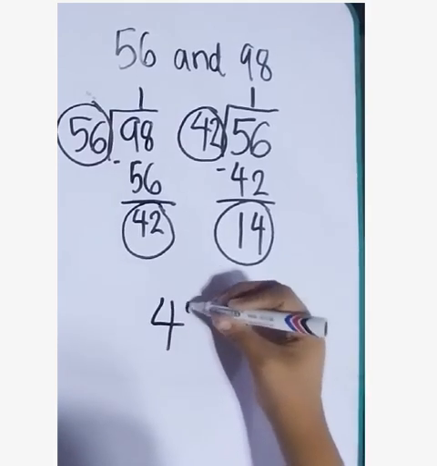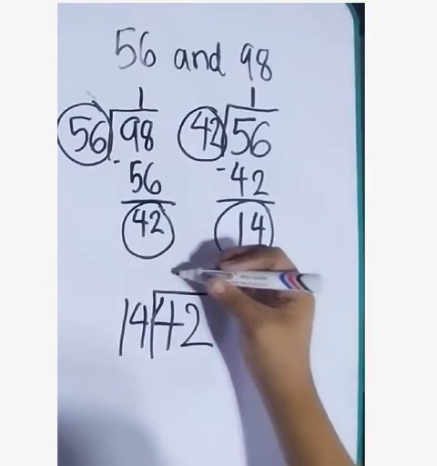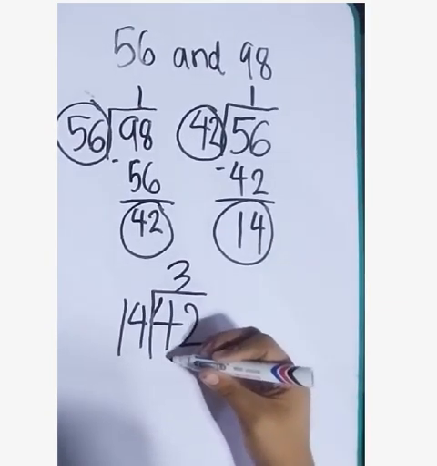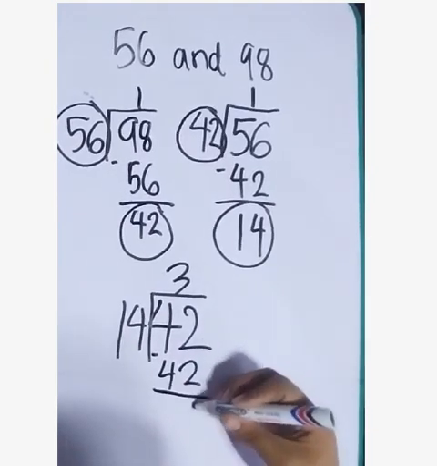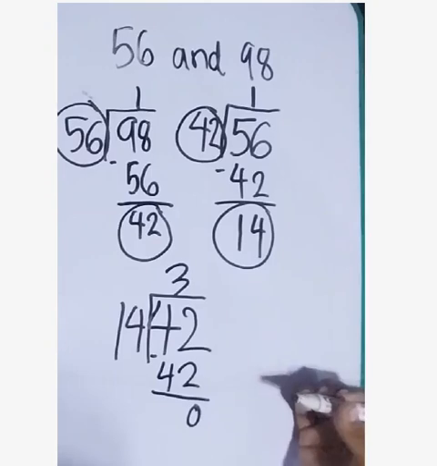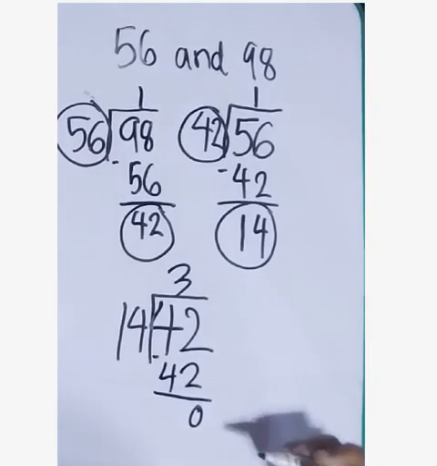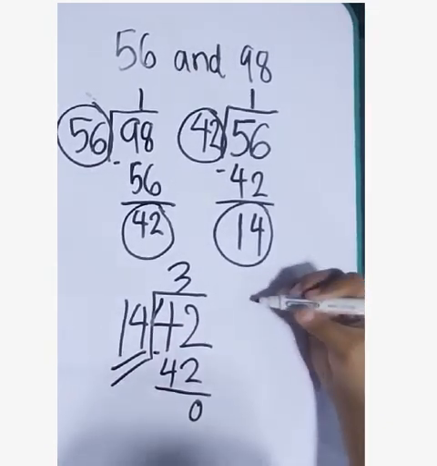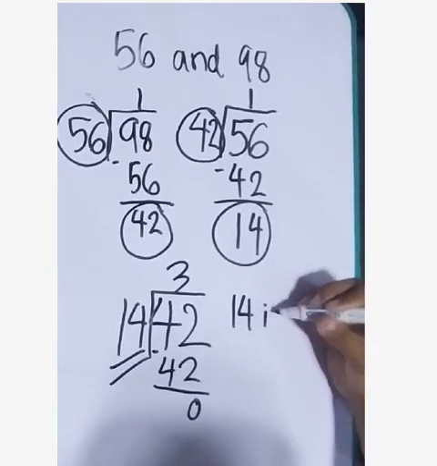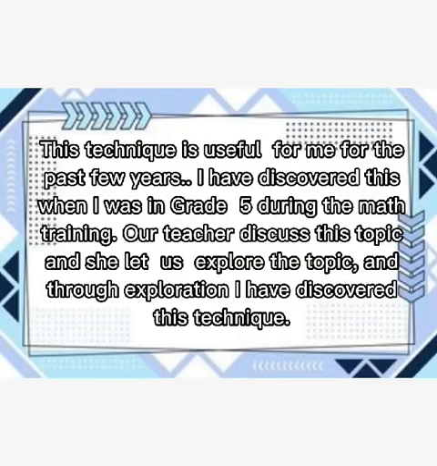42 divided by 14. There are 3 14s in 42, so the answer will be 3. 3 times 14 is 42. 42 minus 42 is 0. Since there is no remainder, the GCF of 56 and 98 would be the recent divisor, which is 14. If there is still a remainder after the third step, you can continue the process until the remainder is 0.